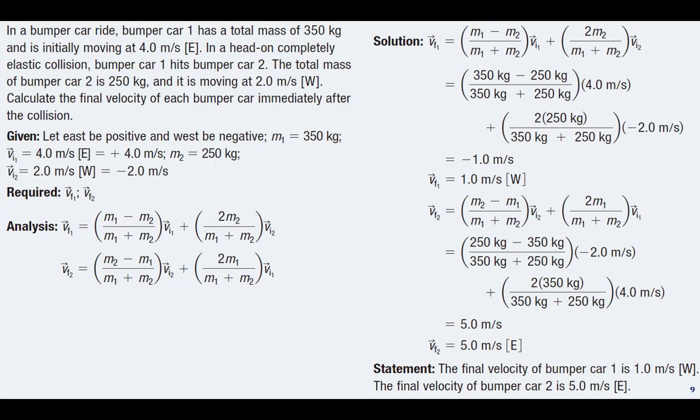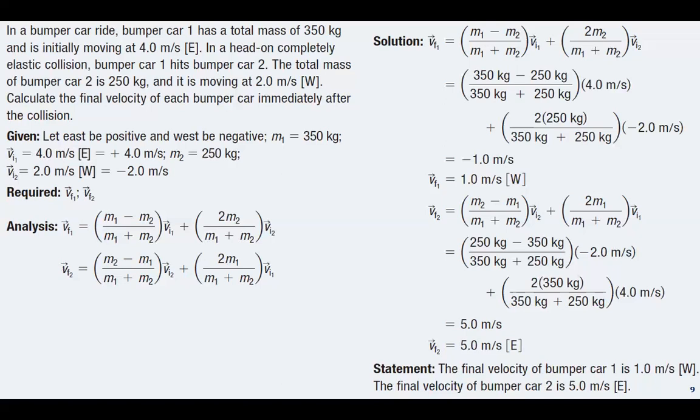And the mass of the second car is 250 kilograms. And the velocity of the second car is negative 2.0 meters per second, right? According to the formula to calculate the final velocity of car 1 and car 2, we have first VF1 equals (M1 minus M2) over (M1 plus M2) times VI1, plus 2 M2 over (M1 plus M2) times VI2. Then we can just plug these numbers in.